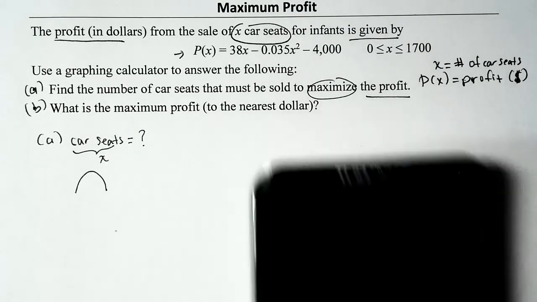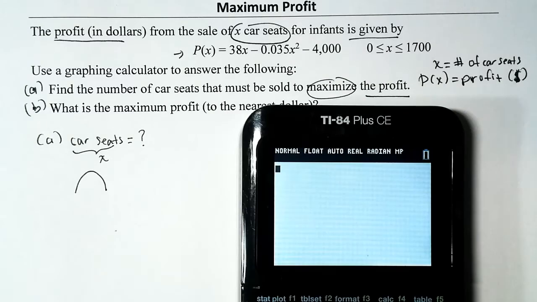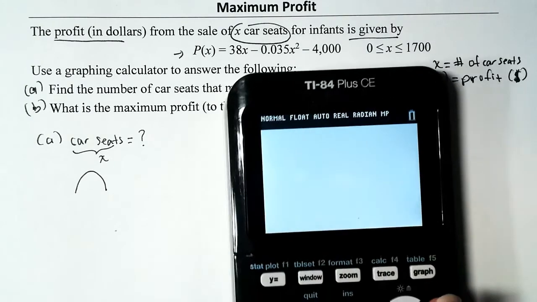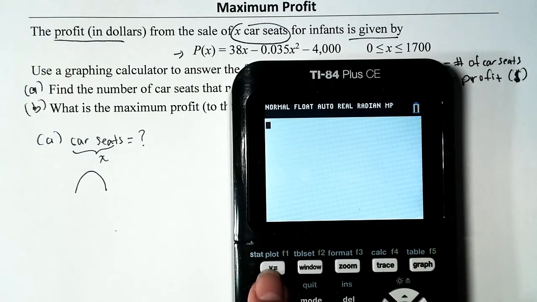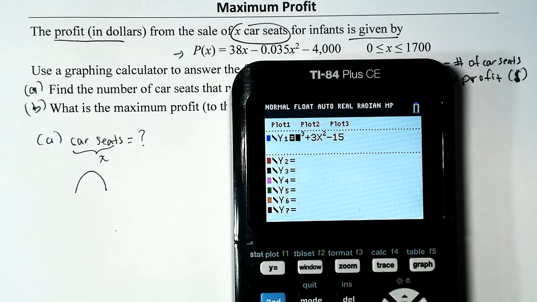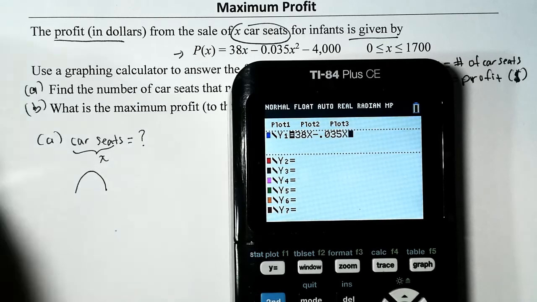So I'm going to go ahead and take out my calculator. Cool. So we're going to go to y equals. Found it, and that's the problem that we did earlier. Sorry about that. So to find the profit, we have 38x minus 0.035x squared. So exponent. Let me go ahead and bust out my special effects.